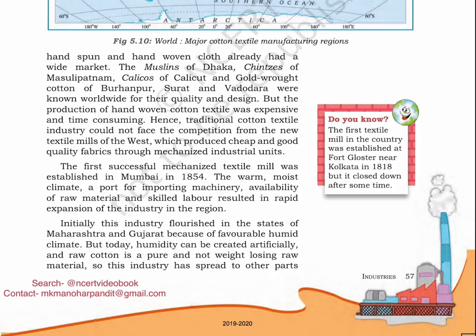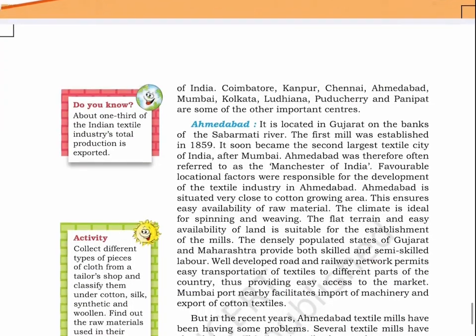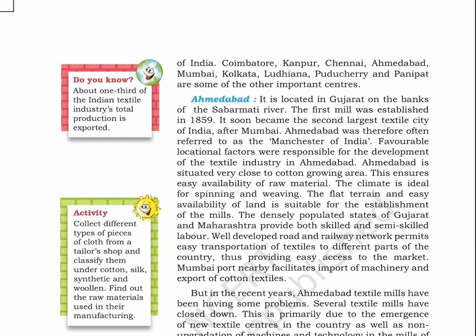On the right side, there is a red box which reads, "Do you know?" The first textile mill in the country was established at Fort Gloucester near Kolkata in 1818, but it closed down after some time. Page number 58. On the top left side, there is a "Do you know" box which reads, about 1/3 of the Indian textile industry's total production is exported.